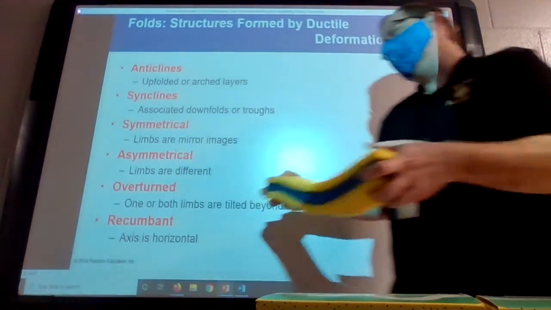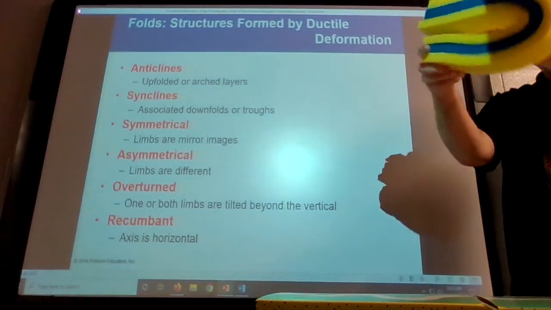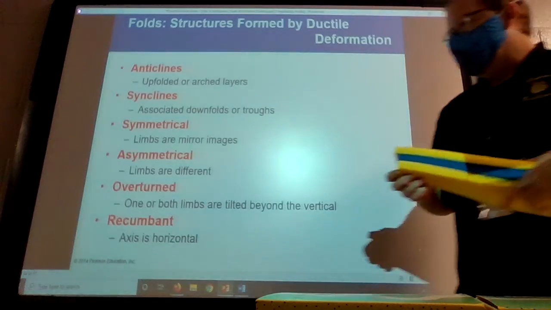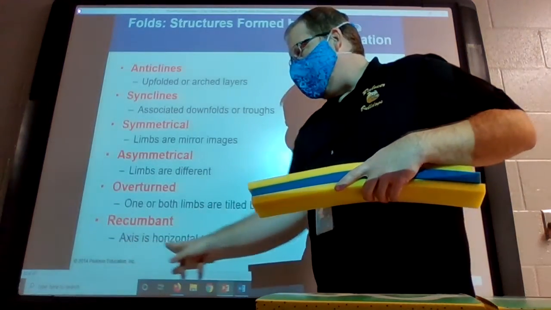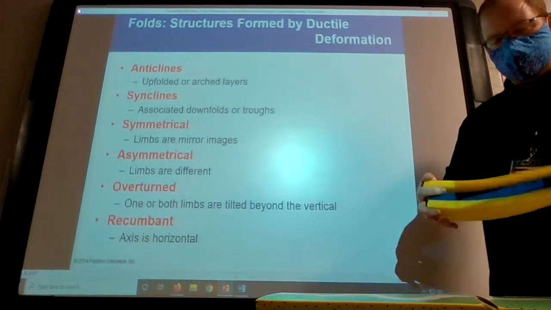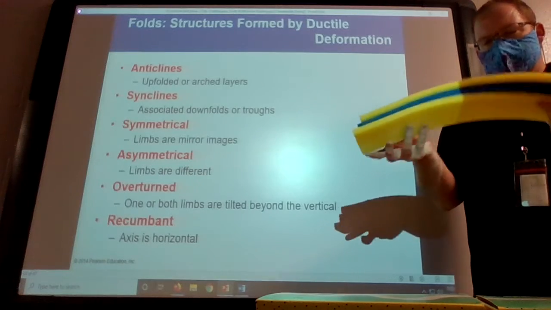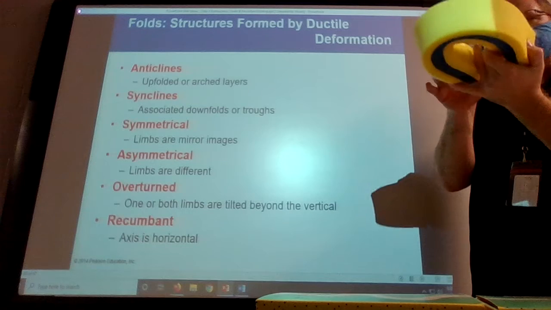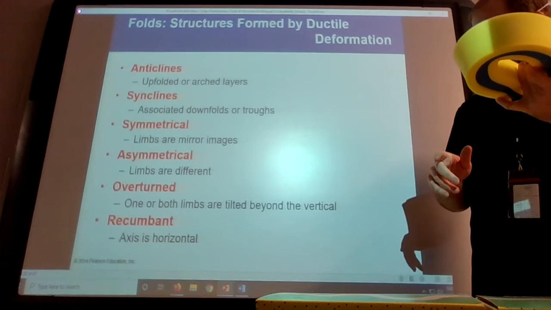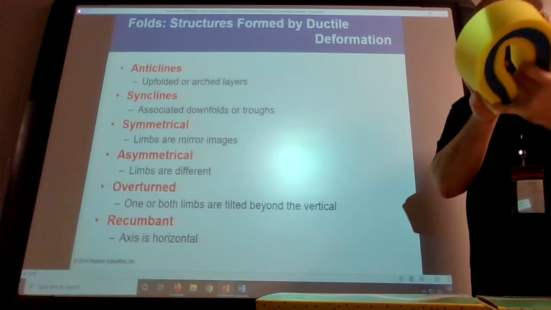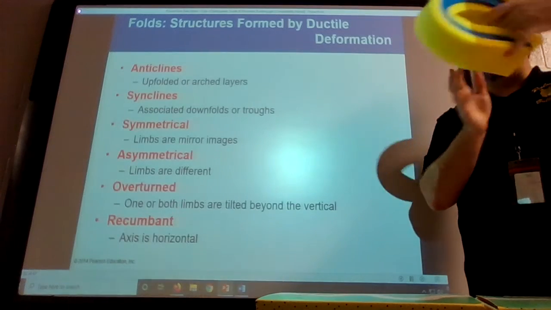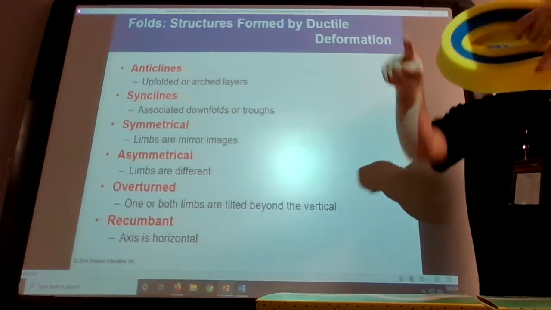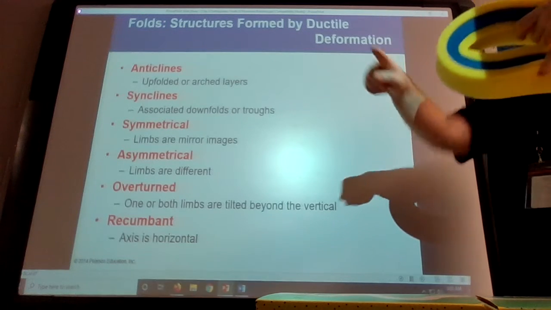And then overturned is obviously overturned. You can have it on its side. You can have it flipped all the way over. It can be pretty much anything. And then recumbent, your axis is going to be horizontal. So you have your fold like this, but it's actually turned like that, where your axis is horizontal. So your axis would go in and out like this, that would be horizontal.